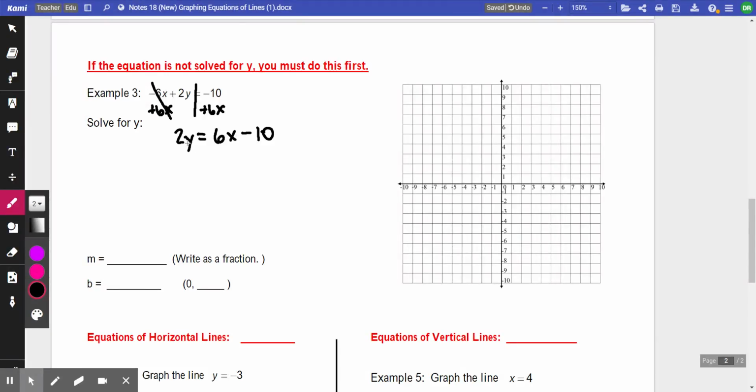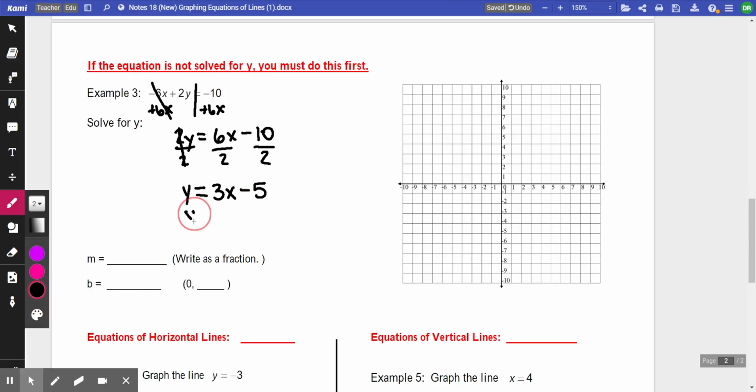Okay. To get y by itself, it's almost there. It's by itself, but now it's being multiplied by 2. So now I'm going to have to divide every one of these numbers that I see by 2, every term by 2. So 2 divided by 2 cancels, leaving me with y equals 6 divided by 2 is 3, and then I have my x, and then negative 10 divided by 2 is negative, so minus 5.